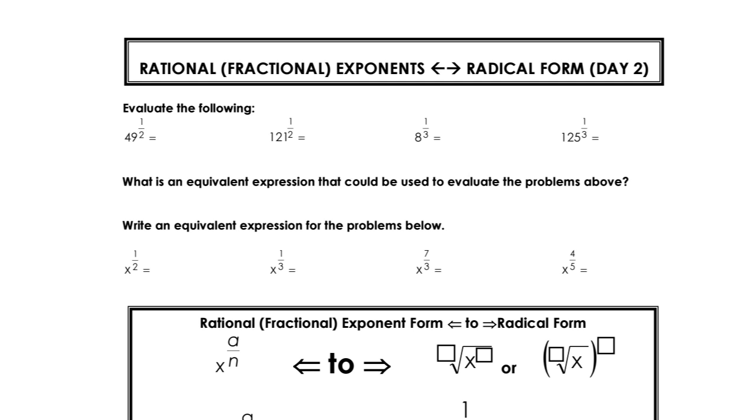All right, guys, we're on Unit 5, Day 2. And we're talking about rational or fractional exponents going into a radical form. You can also go from radical form to fractional exponents. And so we're going to be able to practice going both ways.